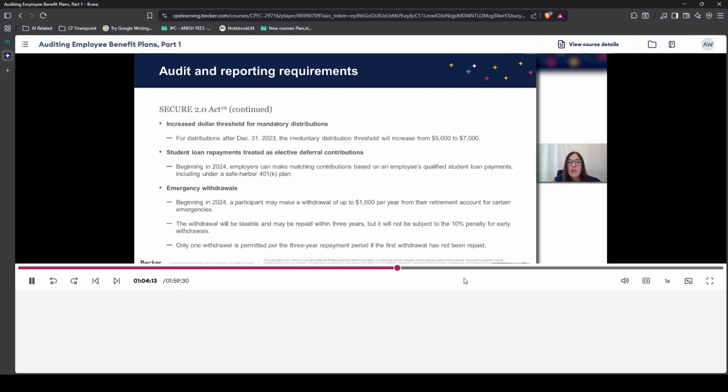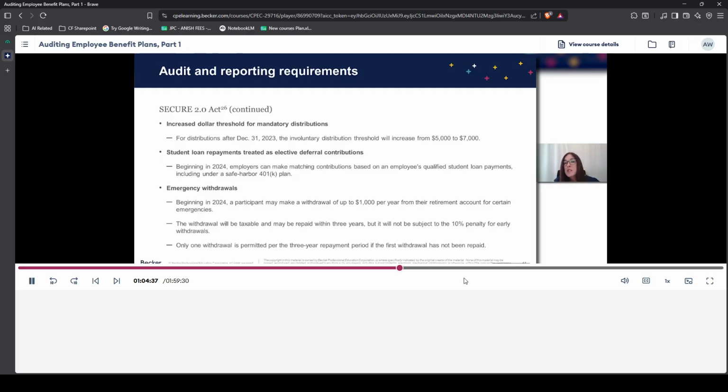Beginning in 2024, employers can make matching contributions based on an employee's qualified student loan payment. Secure 2.0 also allows for some emergency withdrawals. So starting in 2024, a participant can withdraw up to $1,000 per year from their retirement account for certain emergencies.